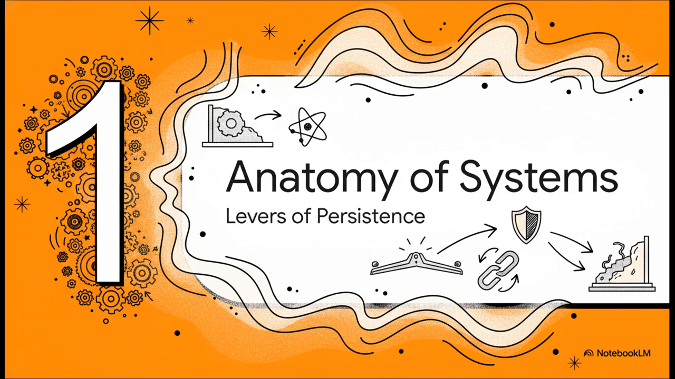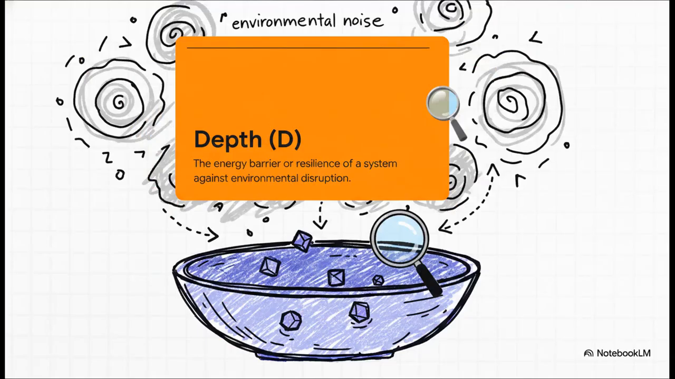Essentially, the universe fights decay using 3 fundamental mechanical levers. Lever 1 is depth, which is represented by the letter D. Now think of depth like a giant energy basin. The deeper that basin is, the more environmental chaos the system can absorb before it's completely wiped out. Whether we're talking about a microscopic quantum particle or a massive steel bridge, absolutely everything that exists has to possess enough depth to avoid being erased by random, everyday noise.